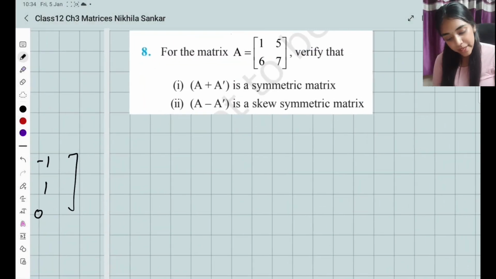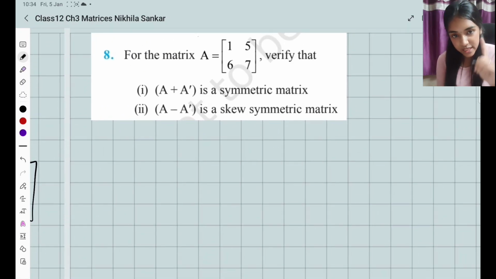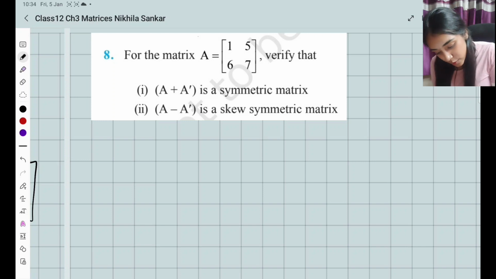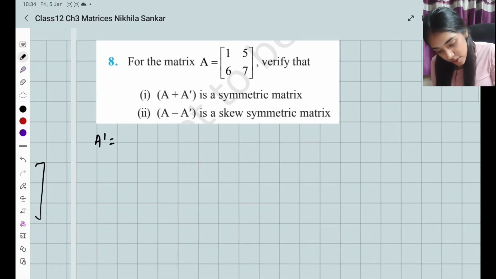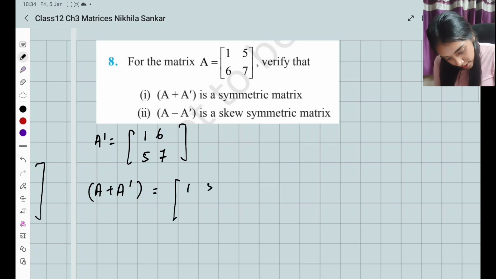Question number 8. For the matrix A, verify that A plus A dash is symmetric. So first, find A plus A dash. What is my A dash first? A transpose is going to be 1, 6, 5, 7. Now what is A plus A dash? It is going to be 1, 5, 6, 7 plus 1, 6, 5, 7.